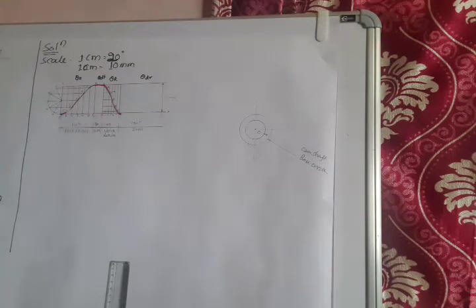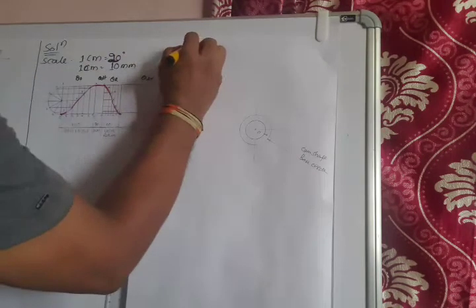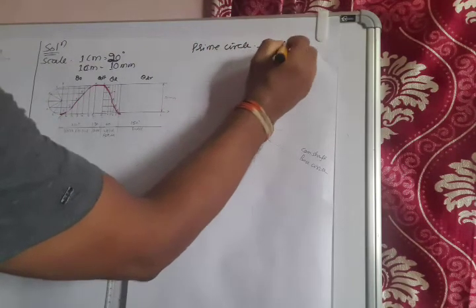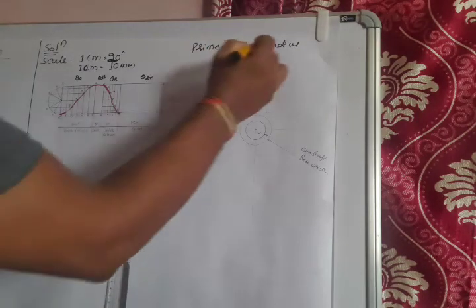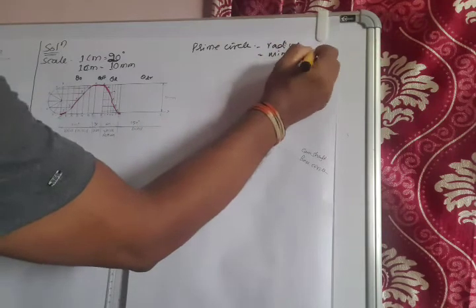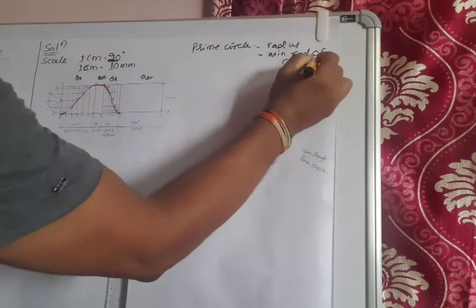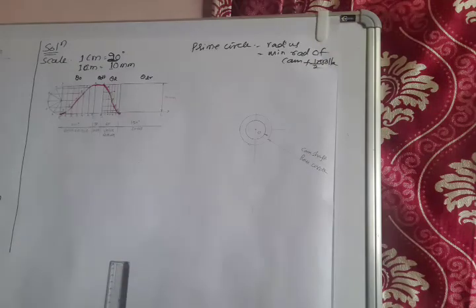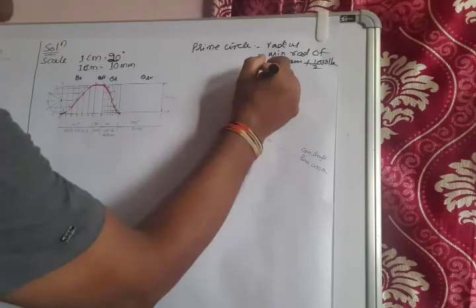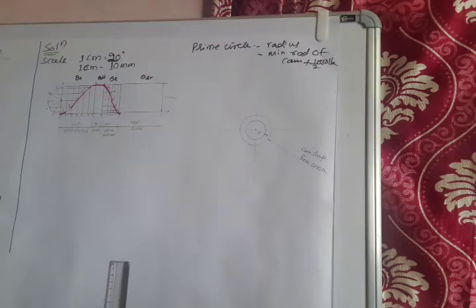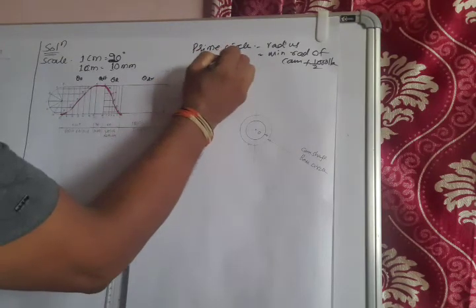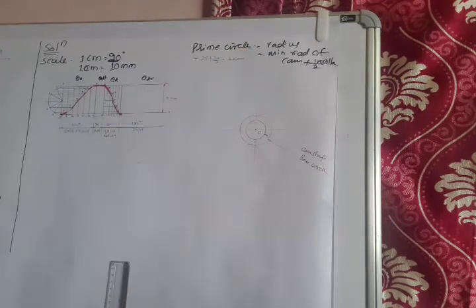Now, to draw the prime circle, what is the radius? It is the minimum radius of the cam plus half the diameter of the roller. The roller diameter is 20 mm. The radius of the cam is 25 mm, plus the roller diameter 20 divided by 2, so you get 35 mm as the prime circle.